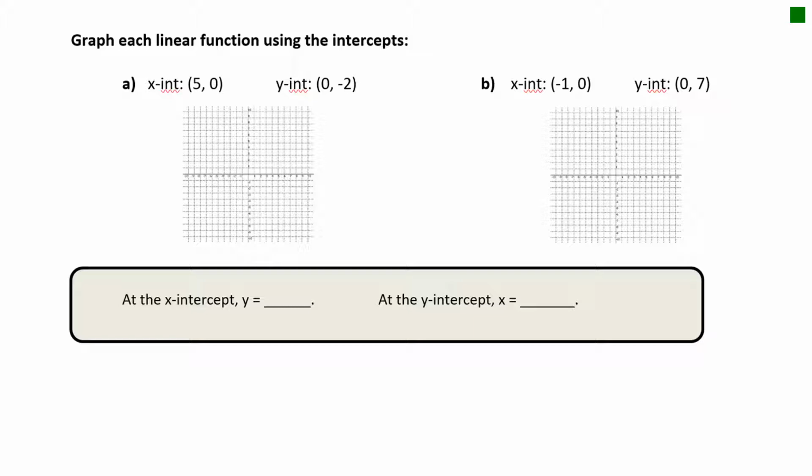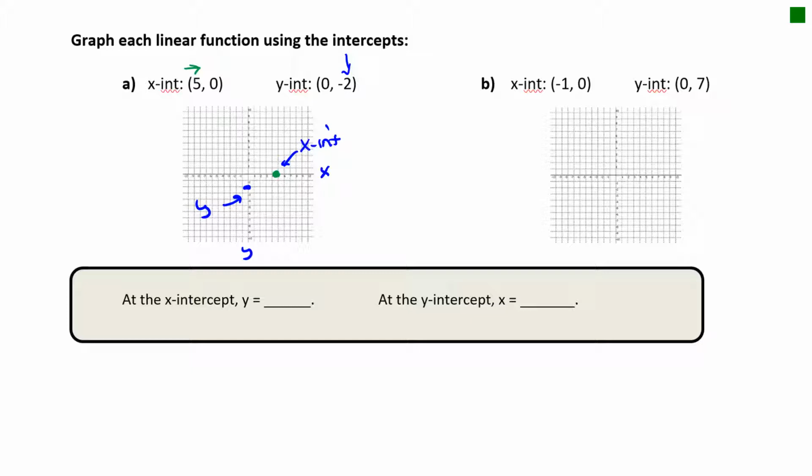So if you look at the intercepts, 5, 0, oh my gosh, that's awfully small. Who made that graph? We're going to go 1, 2, 3, 4, 5 to the right, and we're not going to go up or down. For the y-intercept, we're not going to go left or right, but we're going to go 2 down. The x-intercept is on the x-axis. The y-intercept is on the y-axis.